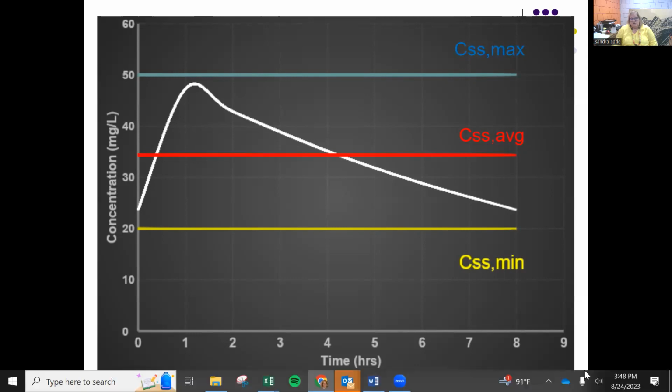Yeah, so it looks like the drug is being given every 8 hours. So the dose interval is every 8 hours.